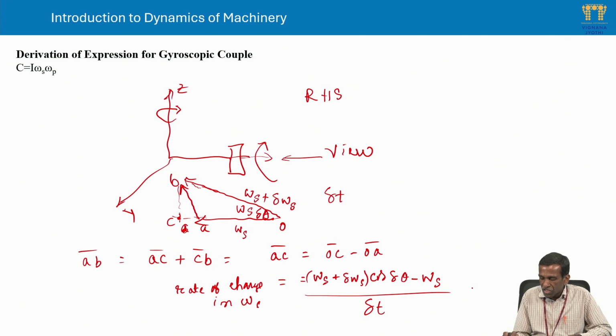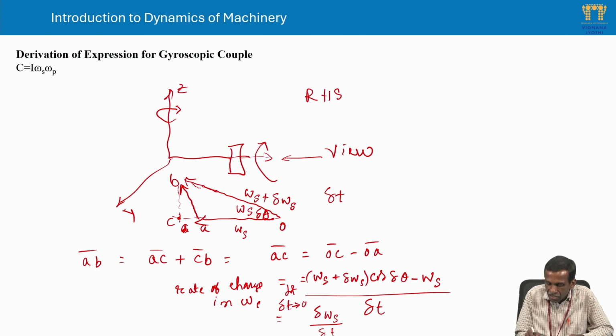We can simplify this expression. If the time interval delta t tends to 0, a very small time interval, then cos delta theta equals 1. Finally we are left with delta omega s by delta t. This represents the rate of change of angular velocity along the direction of the spinning axis.